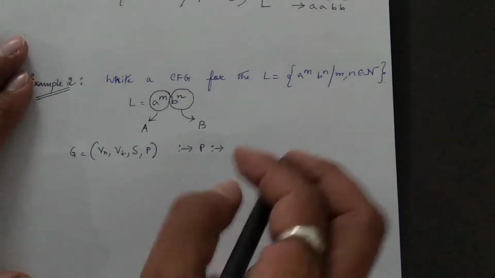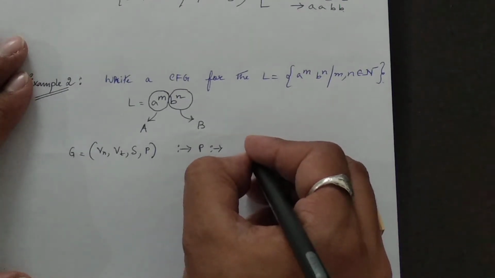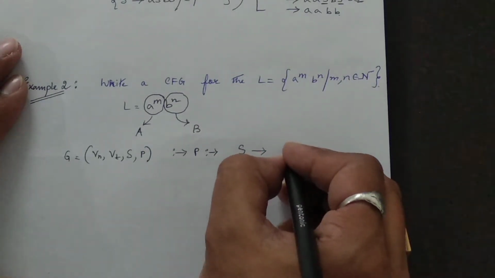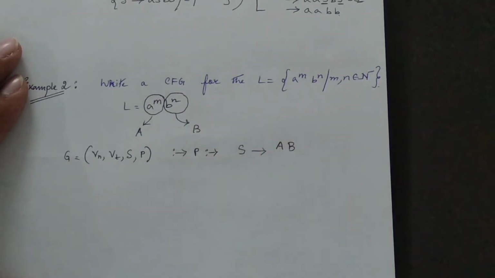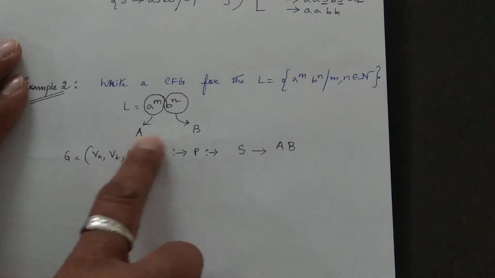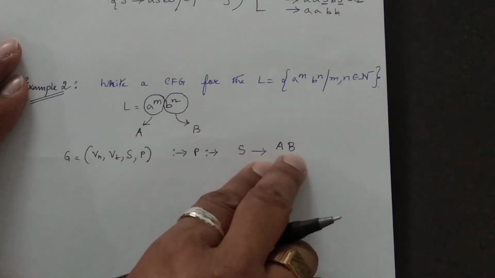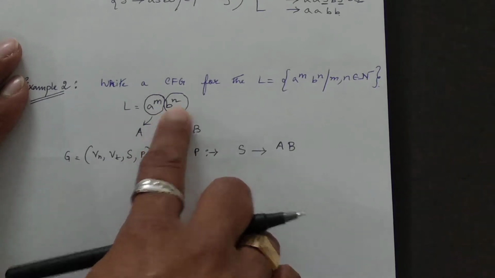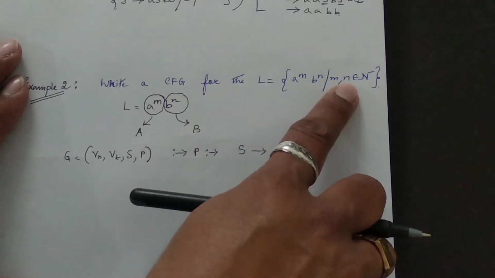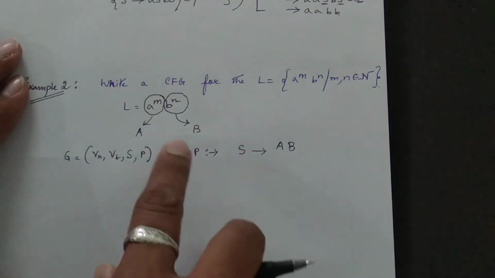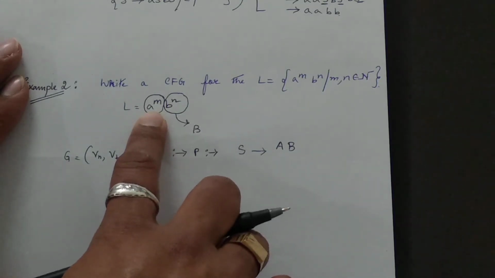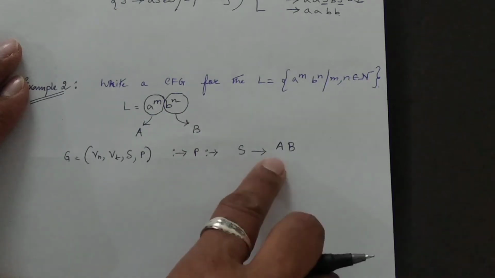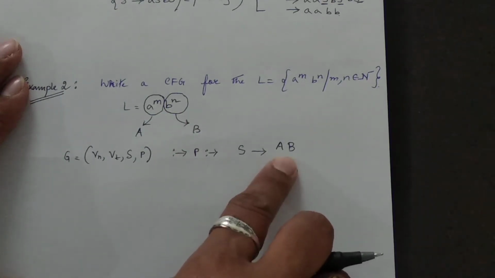If I write the productions the same way, I will take S as the start symbol, and I will take a to the power m, b to the power n as AB. I have taken this A and this B and merged these two, because after finishing with A, it will start off with B. There is no logic that only A will occur and B will not occur. After A, B will be coming. So definitely I have taken the production as S tends to AB.